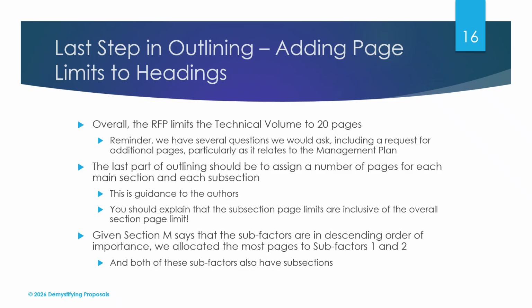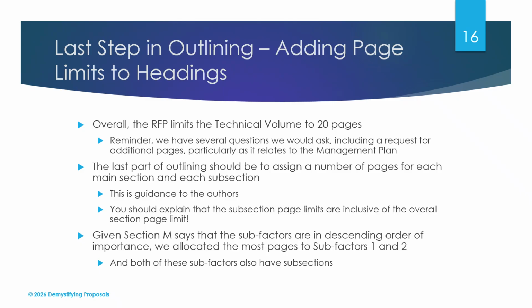So the last step in doing outlining is adding the page limits to the headers. In this case, the RFP is limiting the technical volume to 20 pages. So we're only talking about the technical approach in this video. So the whole technical volume, all 5 requirements, is limited to 20 pages. And again, we have several questions we would ask about additional pages here and there and how the management plan is going to be incorporated. And there's some things that they ask for that might be appendices, but overall, you only have 20 pages.